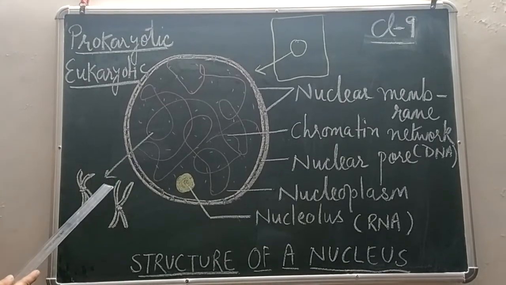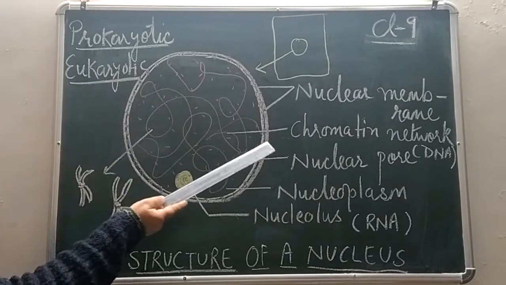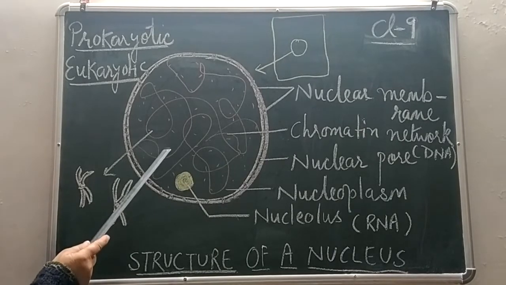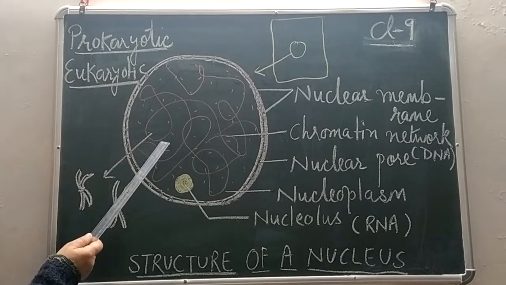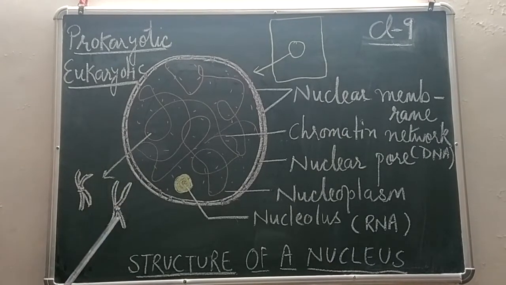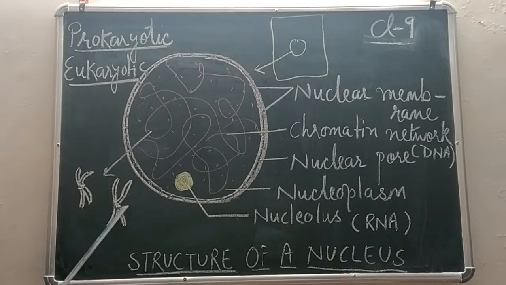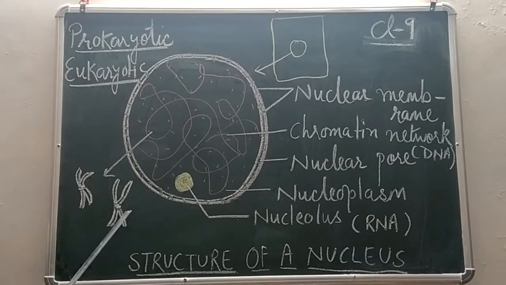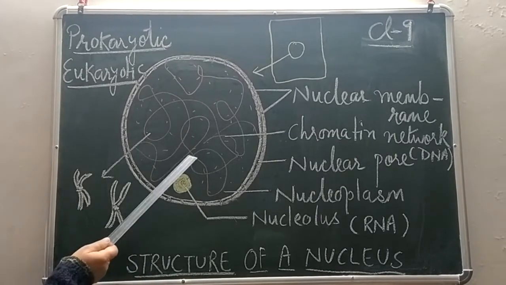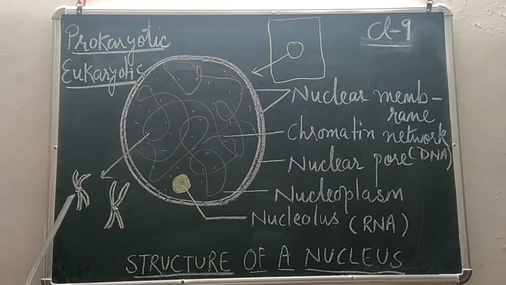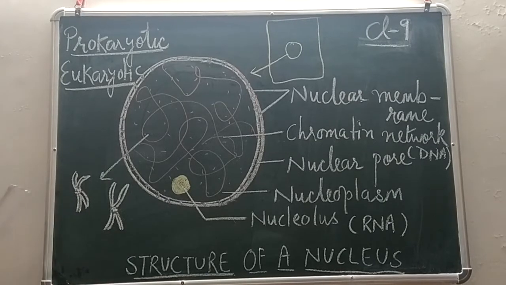Now here you can see this arrow. What is it showing? This chromatin network, which is made up of DNA, at the time of cell division, means when a cell is ready to divide, these chromatin fibers convert into distinct thread-like structures. They separate and form thread-like structures, and now they are known as chromosomes. So chromosomes are made from chromatin, and they are composed of DNA.